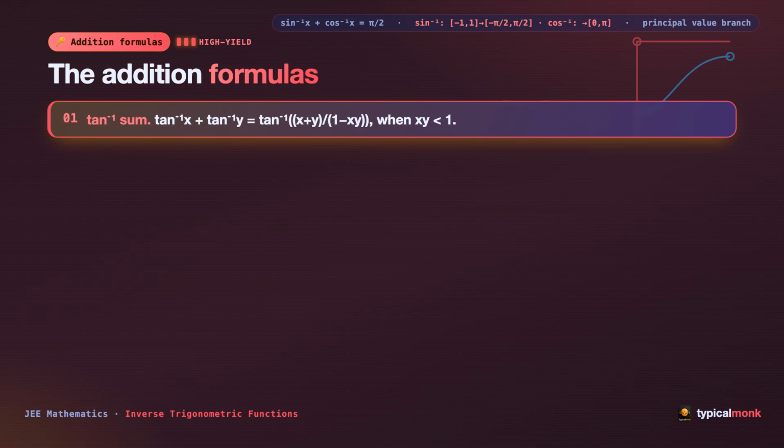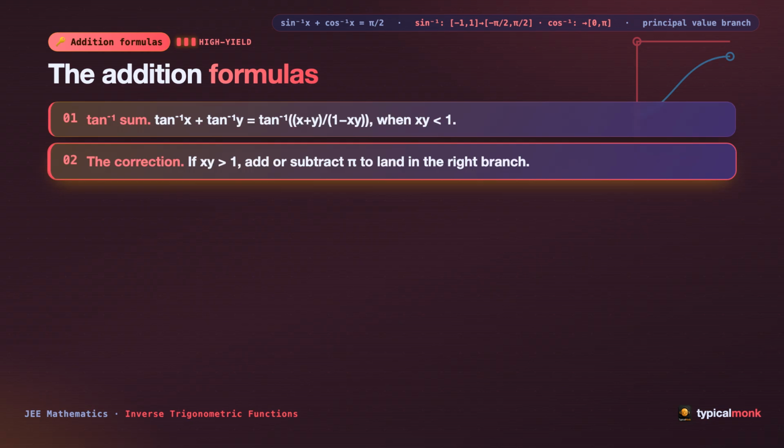Now the addition formulas. Powerful but handle with care. The tangent inverse sum. Tangent inverse x plus tangent inverse y equals tangent inverse of (x plus y) over (1 minus xy), when the product xy is less than 1. The correction. If xy is greater than 1, add or subtract pi to land in the right branch.